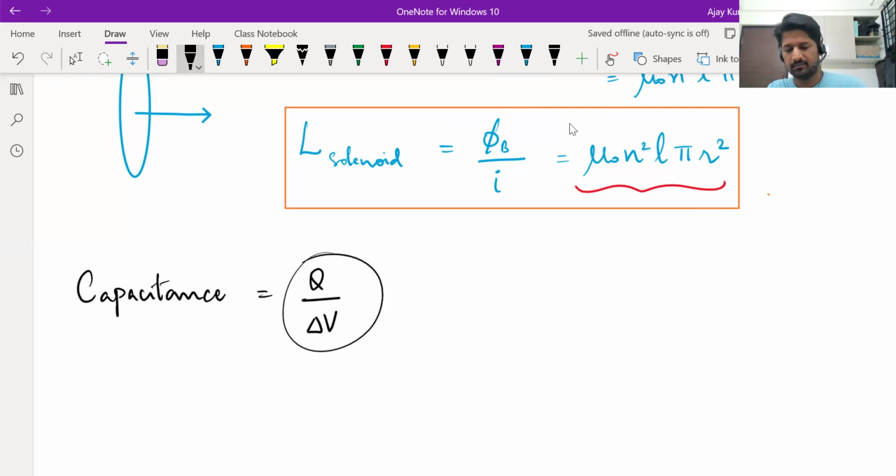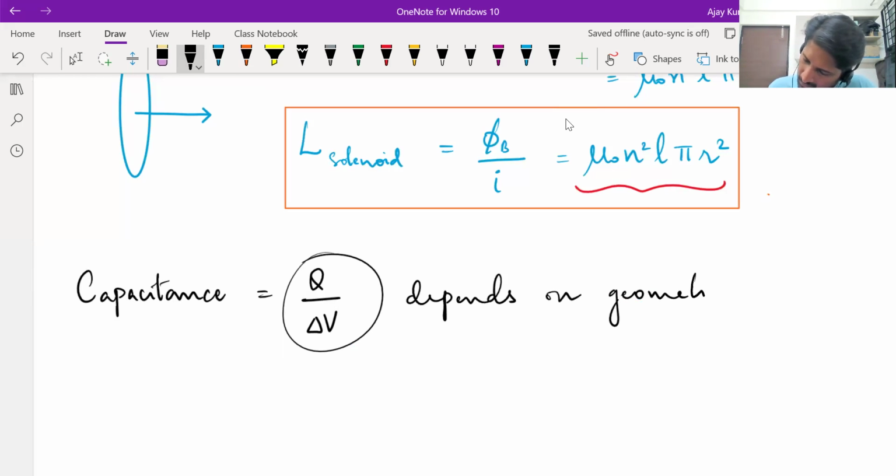Capacitance depends on the geometry and construction of the capacitor. It depends on geometry, that is the shape of the plates of the capacitor, the gap between them and all. It depends on how the capacitor is built. And it also depends on the medium between the plates of the capacitor.